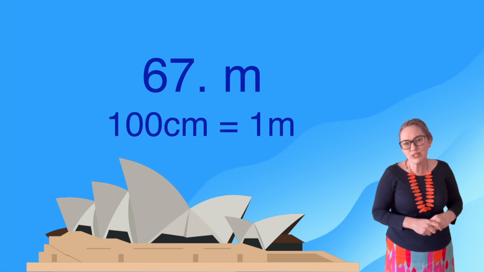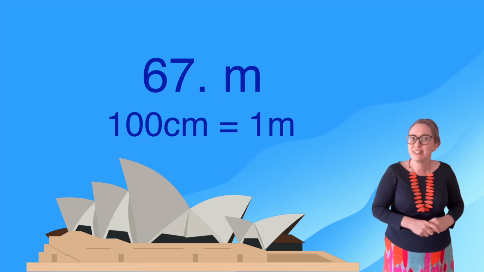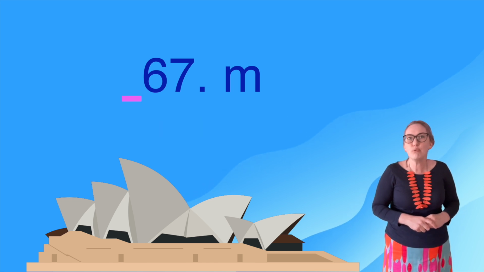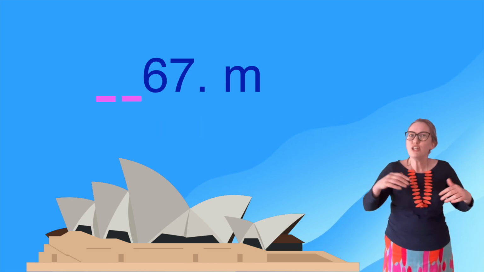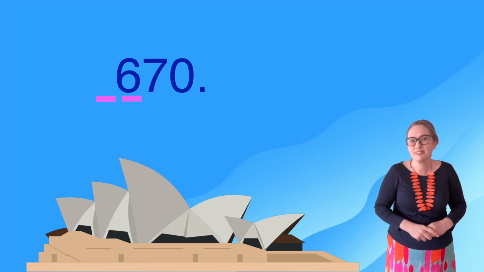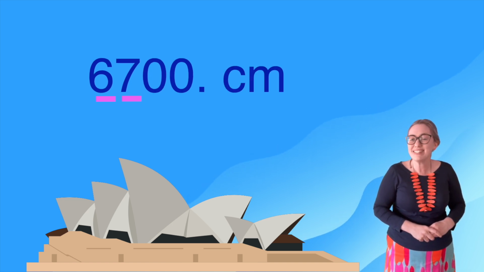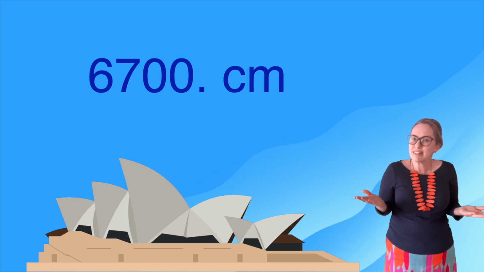Because there are 100 centimetres in 1 metre and 2 zeros in 100, we're converting to a smaller unit of measurement from metres to centimetres, so we will move our numbers 2 places to the left to show 6,700 centimetres.